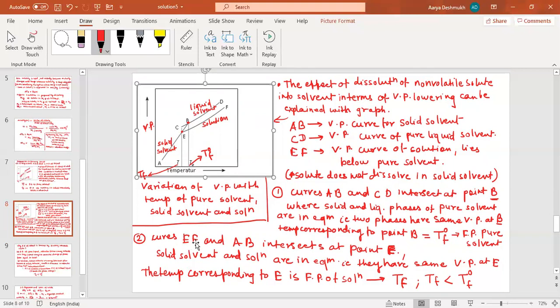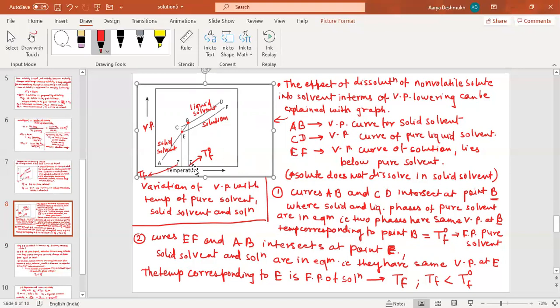Then the curves EF and AB intersect at point E. Now look at this graph. This is the point E, this AB curve and this EF curve. This EF curve stands for the solution. They intersect at this point E, and the temperature corresponding to this point E is the freezing point of the solution.